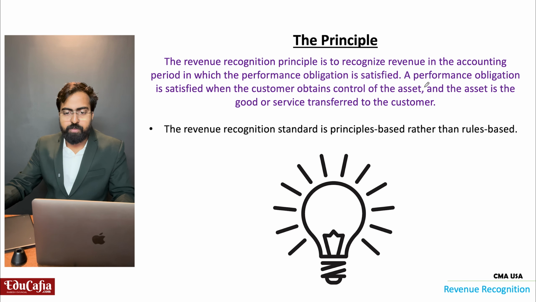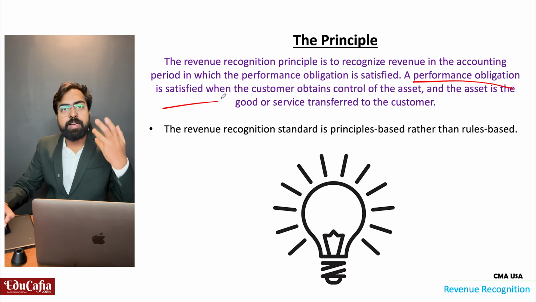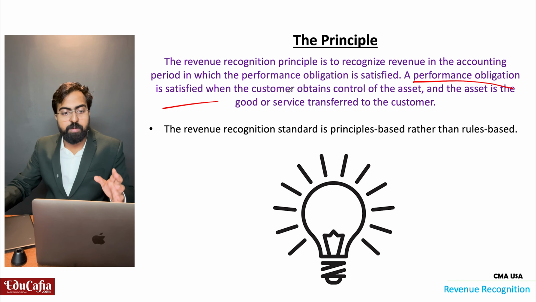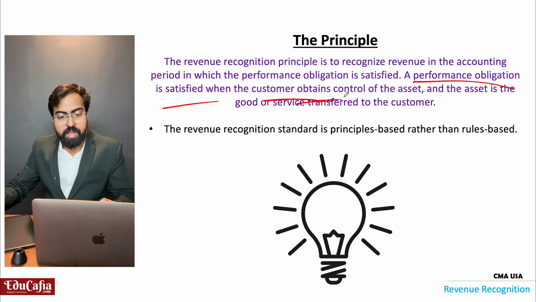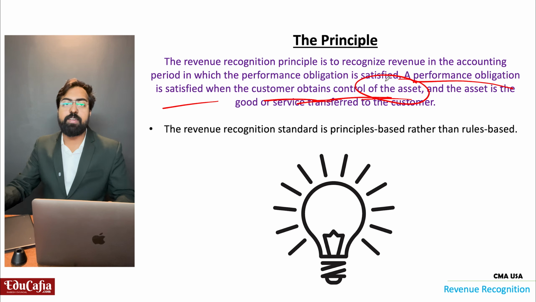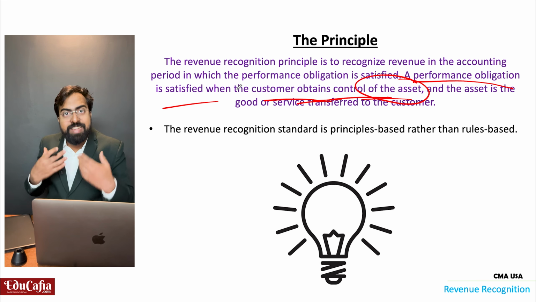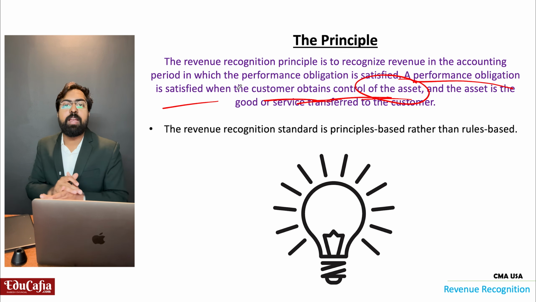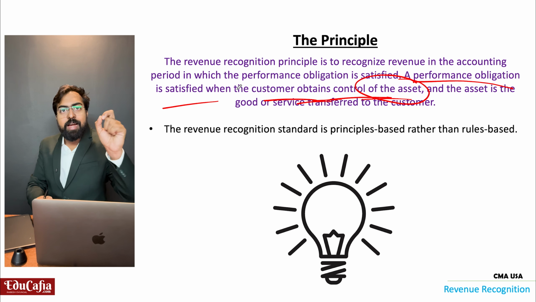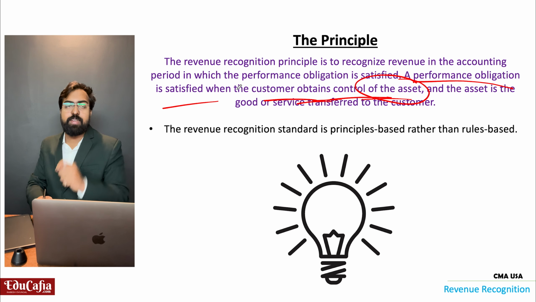Okay, what does it mean that a performance obligation is satisfied? What is performance obligation satisfaction? It is nothing but the customer obtaining control of the asset. What is control of the asset? What does it mean that the customer is obtaining control of the asset? It is nothing but the customer obtaining the right to use the asset.